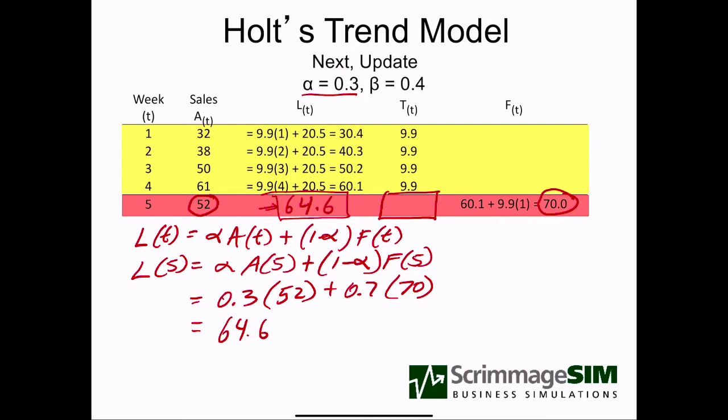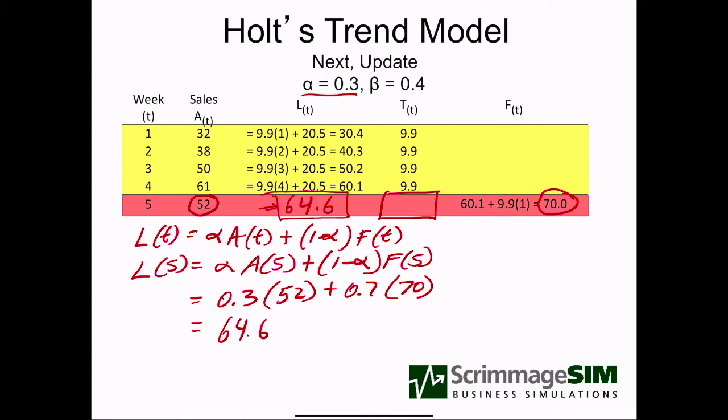When you're doing calculations like Holt's model, if you understand the underlying logic, you should be able to check your work. You should know that for the new level, it has to be between what you forecast and what the actual sales were. And because alpha is 0.3, we're only going to be 30% of the way towards the 52. We're going to move down from 70 towards 52, and the value we get is 64.6.